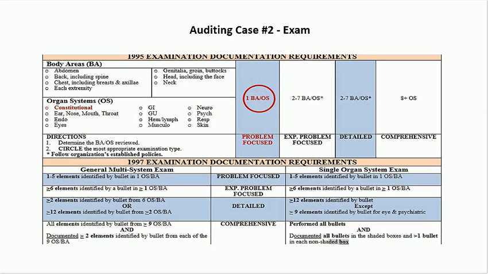For the exam in Case 2, the provider documented 2 vital signs, which is credited under the constitutional system. However, the 1997 guidelines state that 3 or more vital signs are required to meet the bullet criteria, and therefore we do not have any exam in 1997 guidelines, but we do have a problem-focused exam in 1995 guidelines, which does not have any specific numeric requirement.